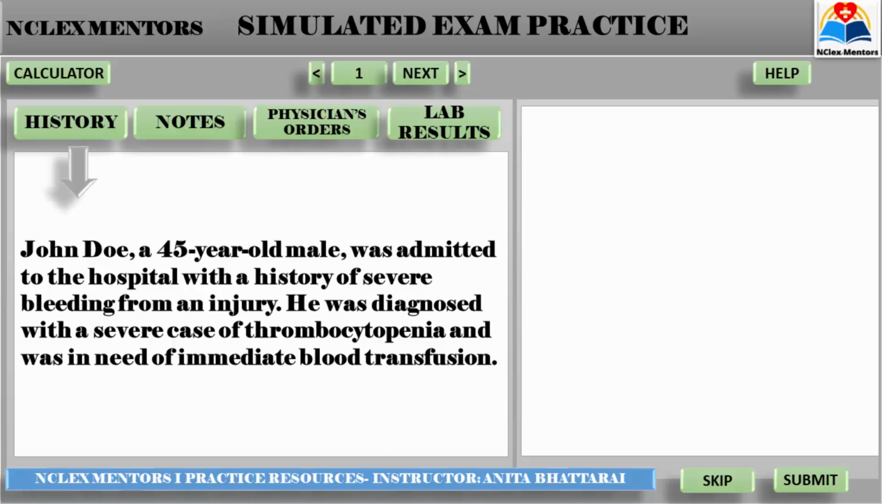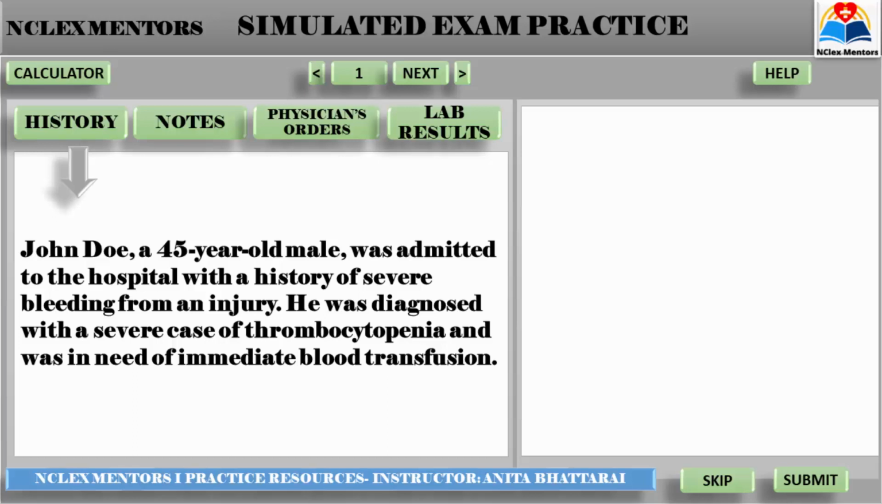By the end of this lecture, you will be able to understand the importance of patient identification, blood compatibility, transfusion of blood components, monitoring of vital signs, and laboratory values during blood transfusion. So let's begin by examining the patient's history and nurse's notes. Let's see the patient's history.